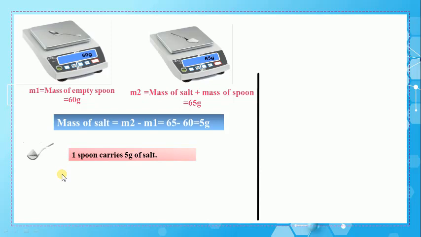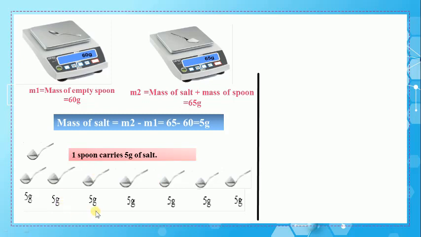But the maximum amount of spoons dissolved in 100 milliliters of water is 7 spoons. Each spoon carries 5 grams. So what is the mass of salt in 7 spoons? To find this, we are going to multiply the mass of salt by the number of spoons. So we find that 7 salt spoons corresponds to 35 grams of salt.